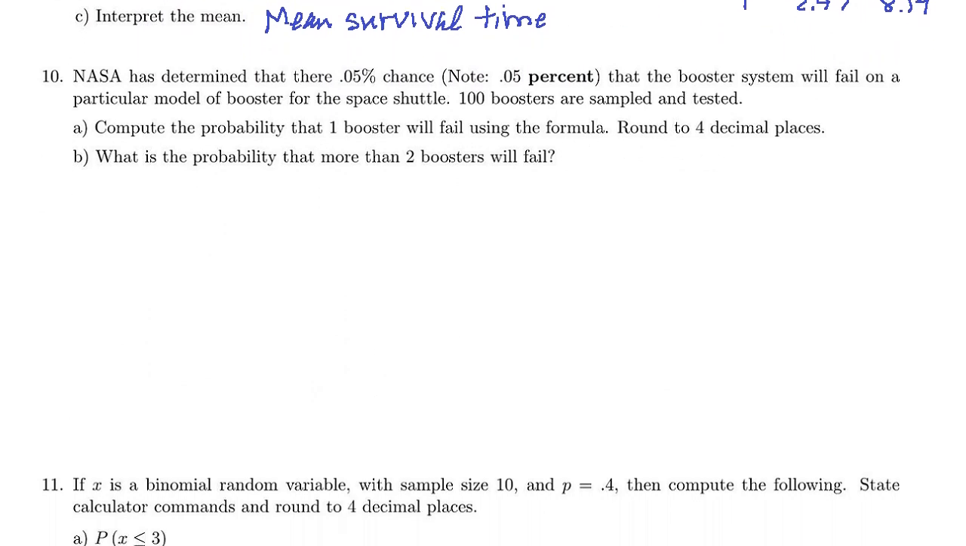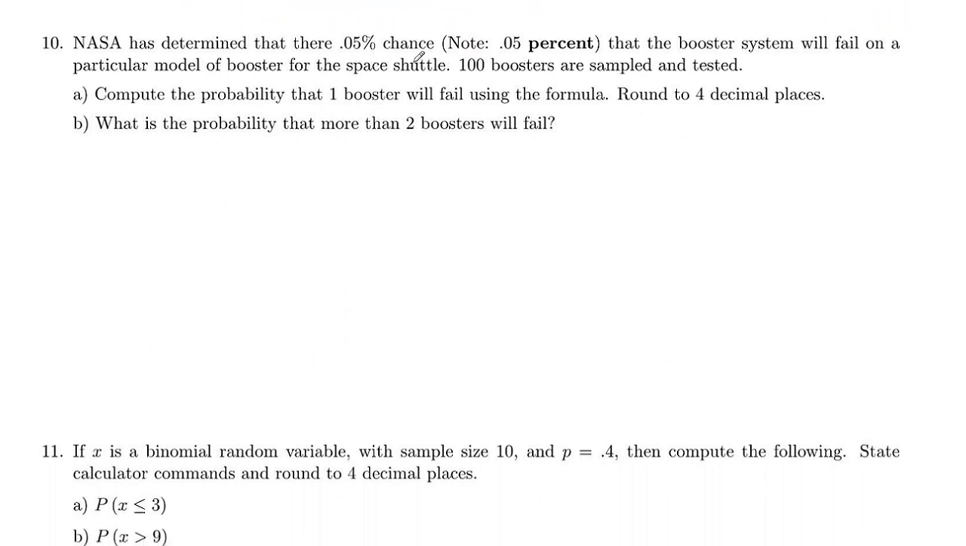And then in problem 10, NASA's determined there's a 0.05% chance that the booster system would fail on a particular model of booster for a space shuttle. They test 100 boosters. Compute the probability that one booster will fail. Well, this is binomial because it's pass-fail. It either works or it doesn't. So these are binomial probabilities. So we want to find first in part A here, we want to list N and P. And then in part A, we want to know the probability that, let X be the number of boosters that fail, one booster will fail. So this is going to be probability X equals 1.